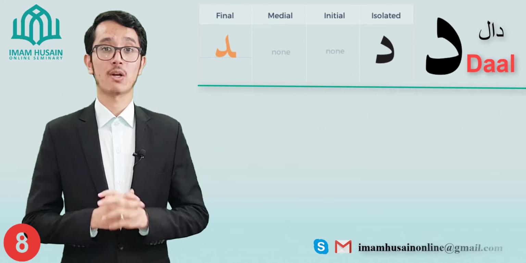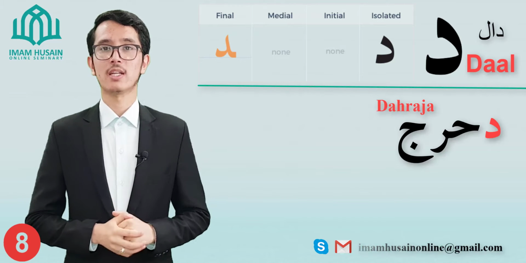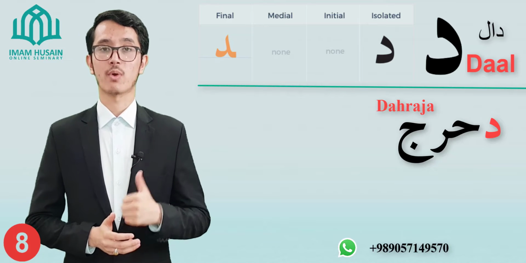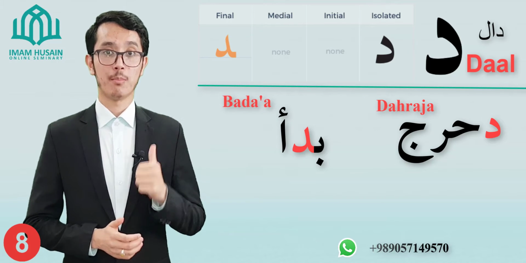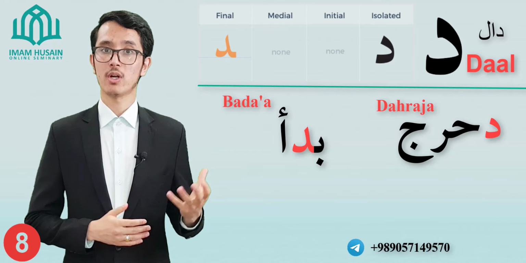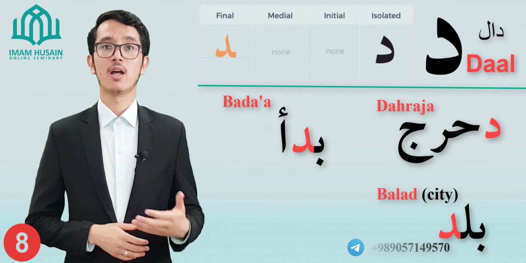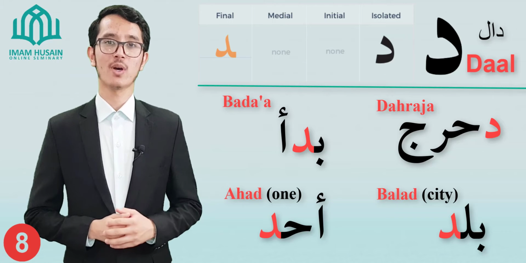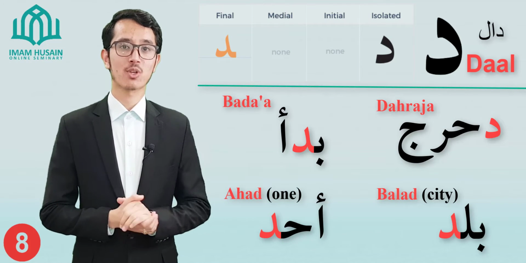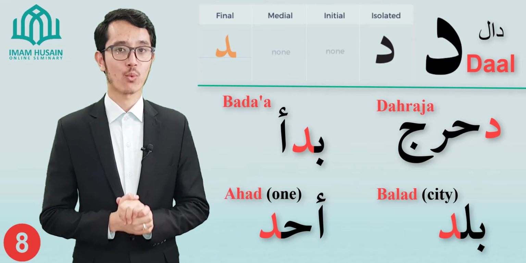Here we are with some Arabic examples. Can you say the word dahraja? Dahraja. Great. Next word, bada'a. Bada'a. MashaAllah. Next word, balad. Balad. And the last one, ahad. Now, can you identify the different forms of the letter Dal in these 4 Arabic words?